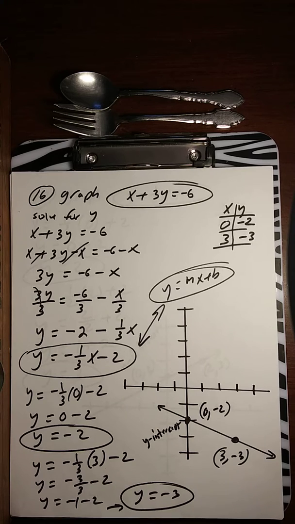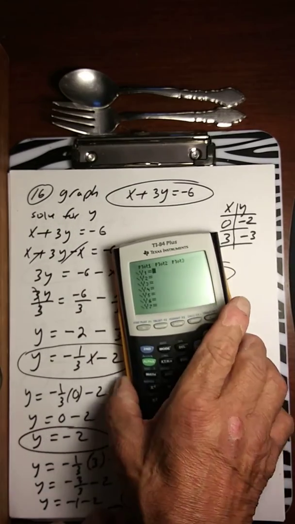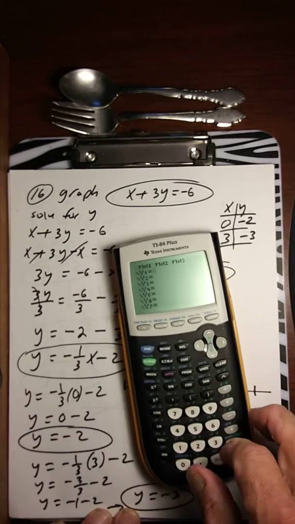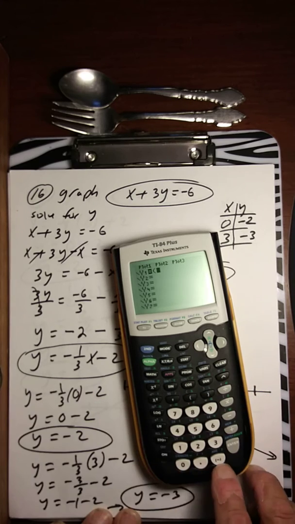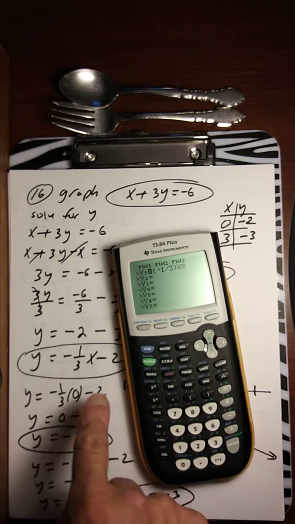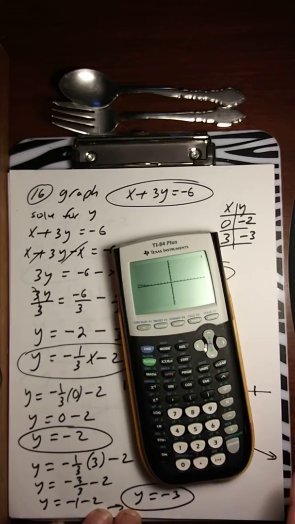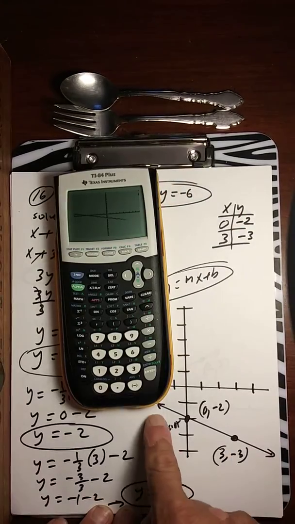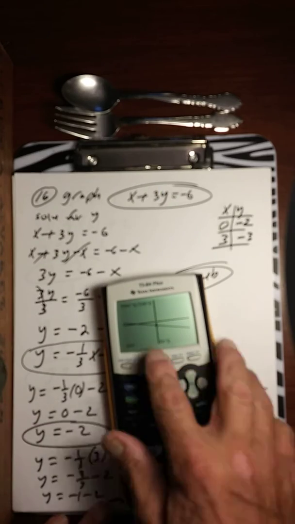Or calculator, yes, of course. Let's put it in the calculator. So we're going to use this one right here: y equals parentheses negative 1 divided by 3, x, big minus sign, 2. Hit graph. It's going to look like this under here. And again, you can use trace if you want to find some numbers in there.